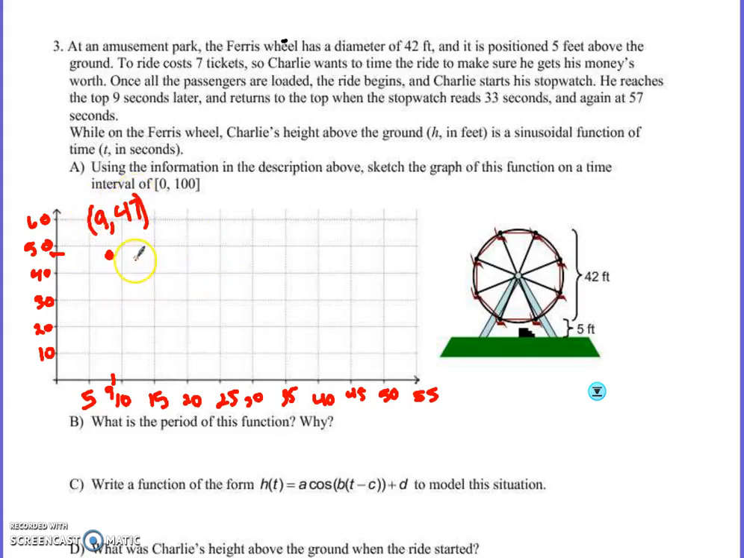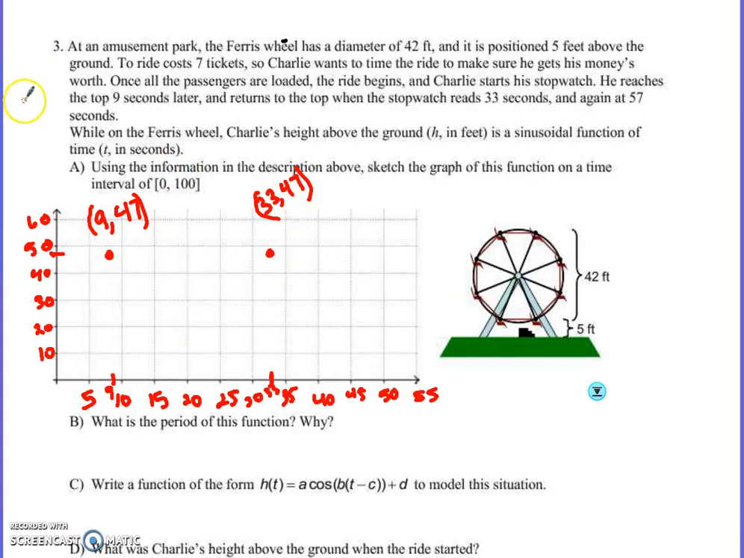He reaches the top 9 seconds later, and returns to the top when the stopwatch reads 33 seconds. So at 33 seconds, right about in here, he's back up at 47 again. So 33, 47. That means that halfway in between 9 and 33, he'll be at the lowest point. It's got to be equally symmetrical here.